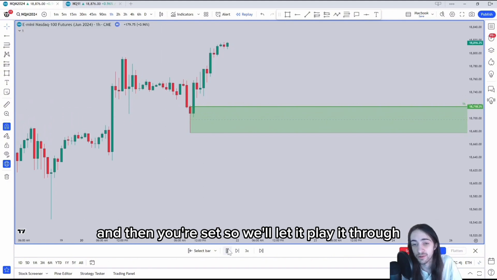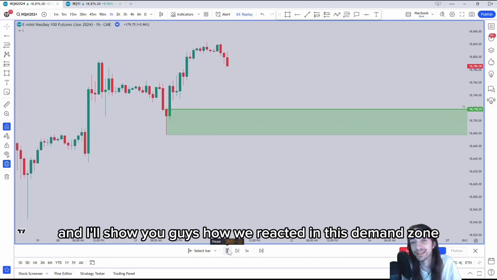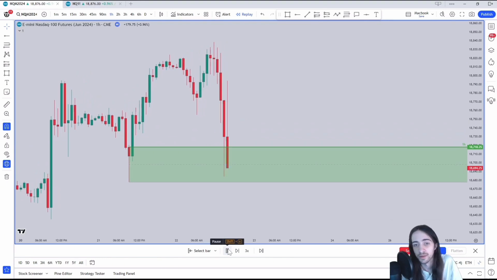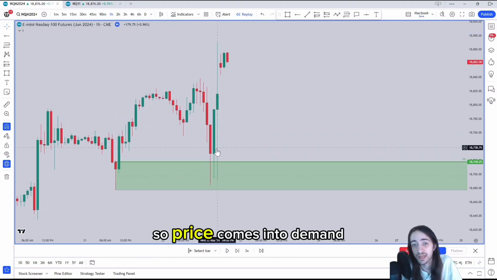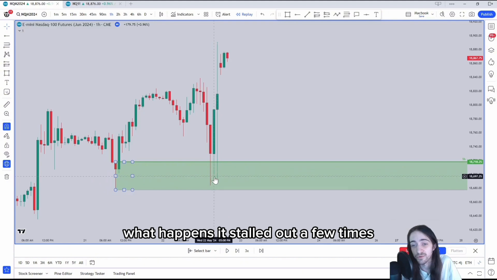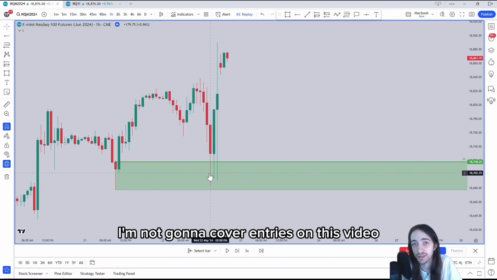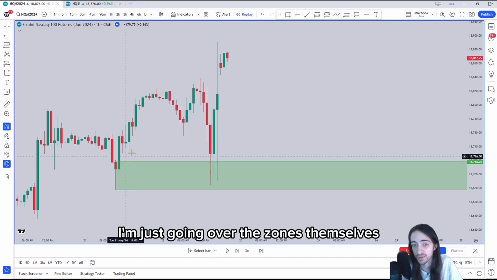So we'll let it play through and I'll show you guys how we reacted in this demand zone. So price comes into demand. What happens? It stalled out a few times. It gave us a few areas to enter. I'm not going to cover entries in this video. I'm just going over the zones themselves.